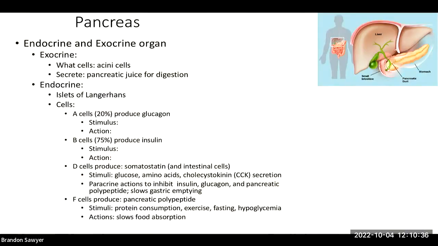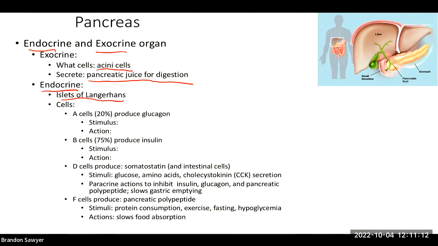Okay, so we're just going to briefly talk about the pancreas, mostly insulin and glucagon, as well as diabetes. The pancreas is interesting because it's both endocrine and exocrine. It has digestive functions, which we'll talk about in the GI tract. Those cells are called the acini cells. These secrete pancreatic juice for digestion. We'll talk about a lot of that coming up soon. But then the endocrine side of the pancreas, the cells are called the islets of Langerhans, and there are 4 primary cell types.